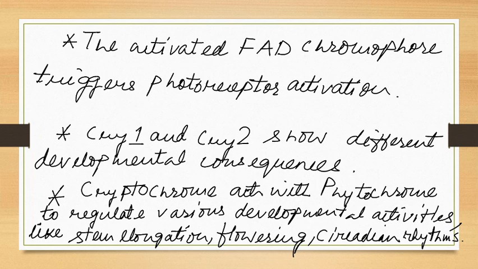Now, some important facets of cryptochrome. The activated FAD or flavin adenine dinucleotide chromophore triggers the photoreceptor activation. After the activation of this part, the cryptochrome shows its expression. CRY1 and CRY2 show different developmental consequences, obviously. Although they are of nuclear origin, depending on their activities and on the presence of light, they show some differences.